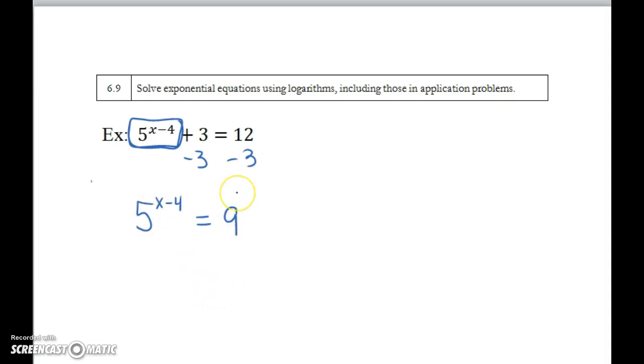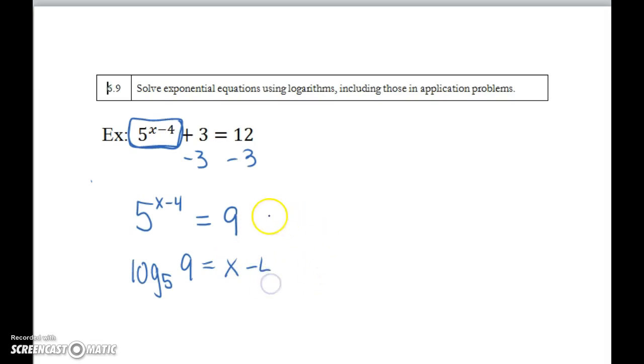Now 5 and 9 we cannot rewrite as a common base, because if we could, then we could set the exponents equal to each other. But in this case we can't rewrite it as a common base, and x is trapped up here as an exponent. So what we want to do to untrap it from the exponent position is to use logarithms. We're going to rewrite this as a log equation: log base 5 of 9 equals x minus 4.